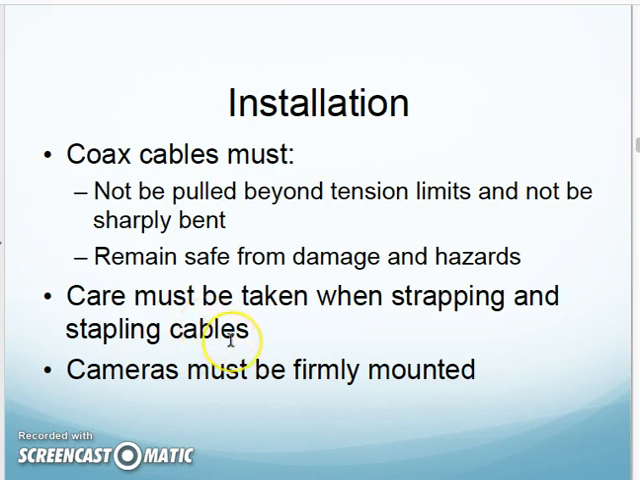They remind us that if I'm bundling or strapping the cabling, I need to take care not to damage the insulation or the shielding inside. They also remind us about cameras. If I have to deal with cameras, they need to be firmly mounted. Again, a lot of security systems are moving over to IP security cameras, so they're going to be supported with unshielded twisted pair cabling. Just as a little side note.